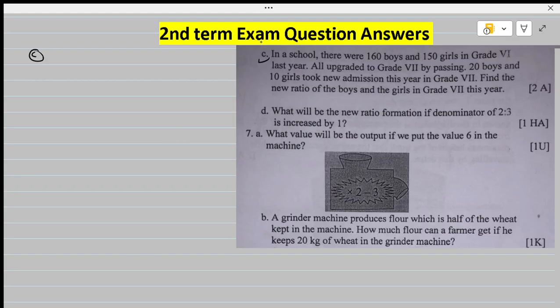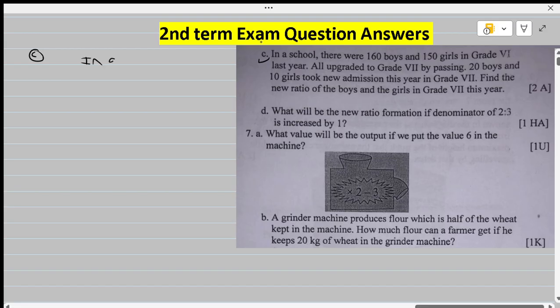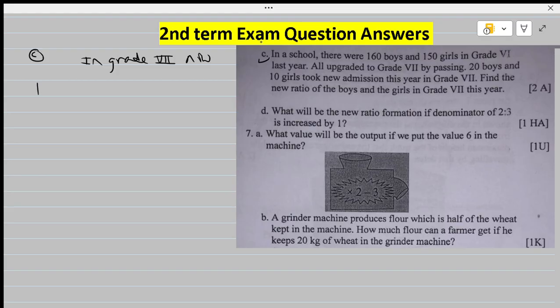So after passing from grade 6 of the previous year to this present year, how many boys in total and how many girls in total after adding some new boys and girls, that you have to find, and then the ratio will be found. So in grade 7 now, the total number of boys: there were previously 160 boys and 20 boys got added with new admission, so there are 180 boys now.